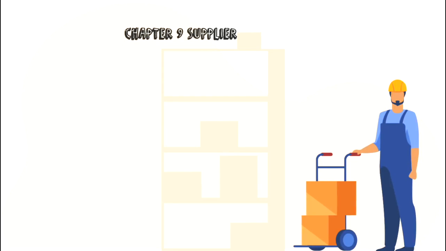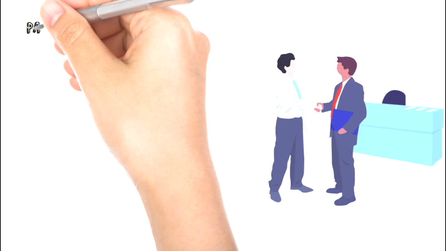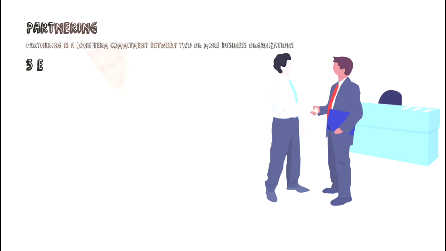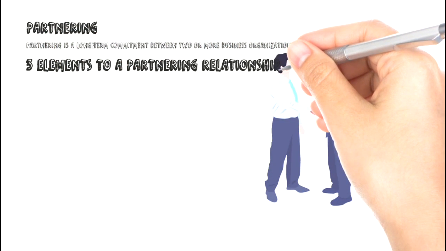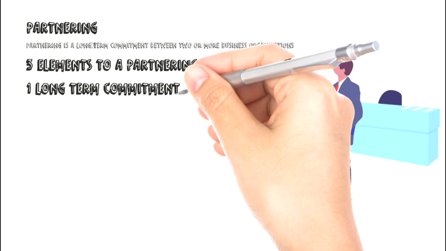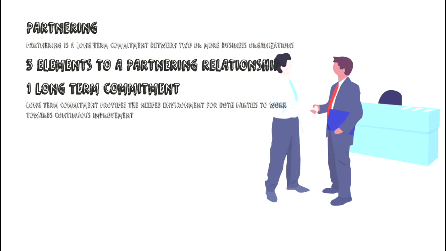Let's move forward to Chapter 9, which is Supplier Partnership. Partnering is a long-term commitment between 2 or more business organizations. So there are 3 elements to a partnering relationship. Number 1, long-term commitment. It provides the needed environment for both parties to work towards continuous improvement.